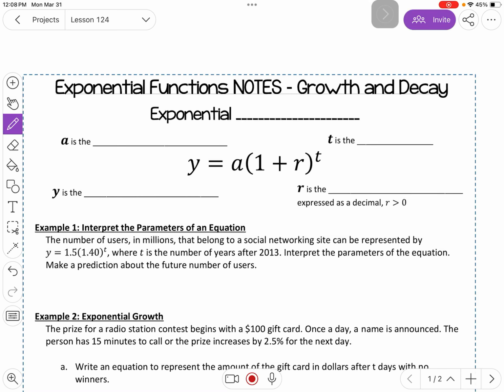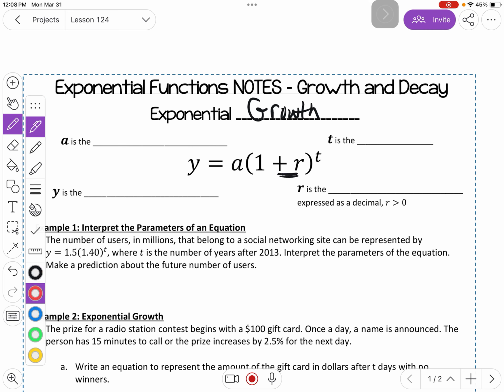Okay, we'll talk about exponential growth first. Growth occurs when the rate adds to the initial amount. So we get this value right here. We get, instead of minus r, we get plus r.